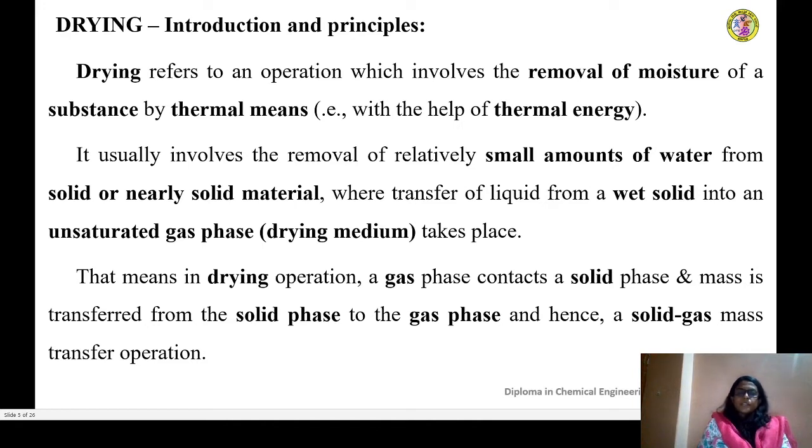So it is a gas to solid mass transfer operation: the mass is transferred from solid to gas phase, and the heat is transferred from gas to solid phase. That means drying is another operation in which both mass and heat transfer are important. Earlier in the second unit, we have seen humidification, which is also a mass transfer operation in which both mass transfer and heat transfer occur simultaneously, and both influence one another. So this is another example.